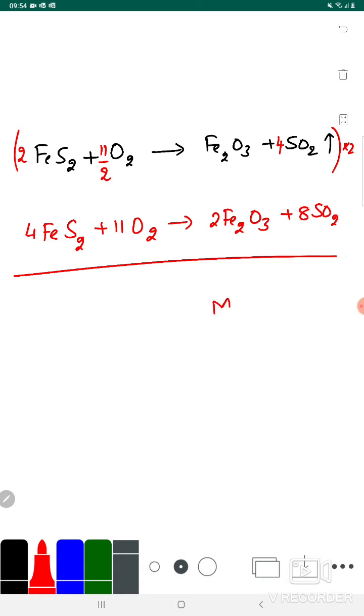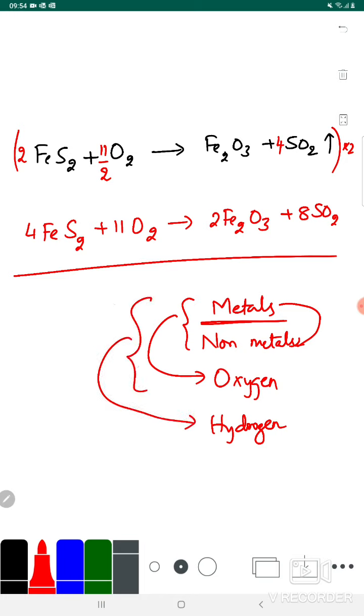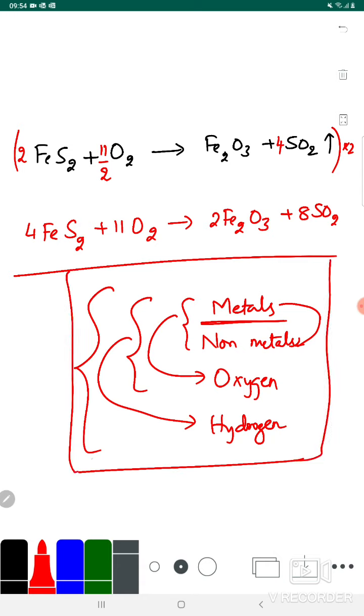First balance the metals, then non-metals, then oxygen, and then hydrogen. This is the cycle that you need to follow, and you need to keep checking. Once you balance metal, then check for non-metal. Now again check the balance of metals. If both are balanced, again move to oxygen. After balancing oxygen, again check all the three. Then again move to hydrogen. Finally, one final check. You will balance whatever given equation is present with you, right?